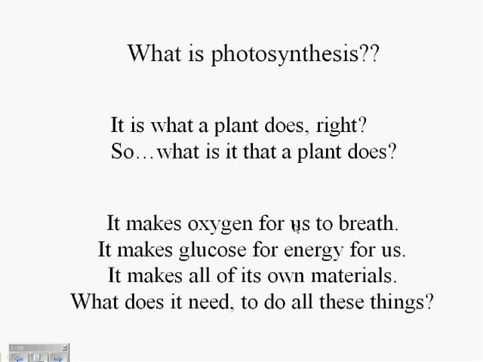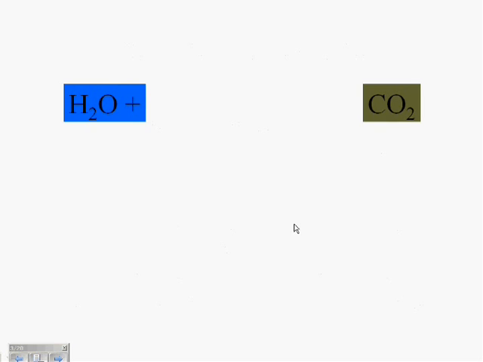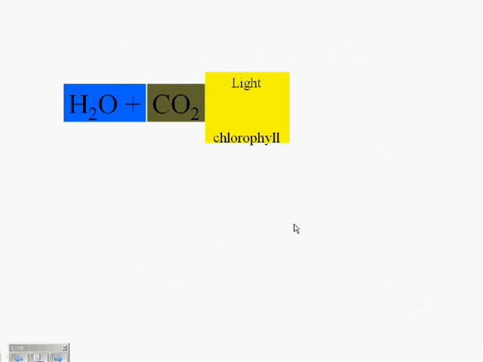It makes oxygen for us to breathe. It makes glucose for energy for us. And it makes all of its own materials. So what does it need to do all these things? Water, carbon dioxide, light, and the pigment chlorophyll.